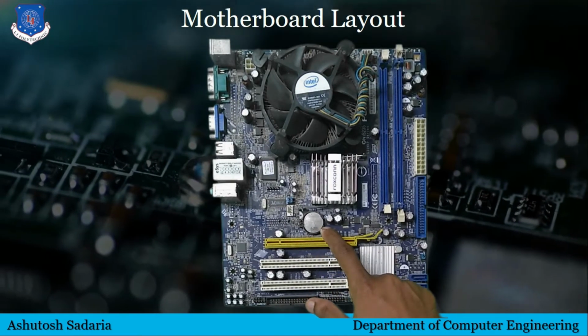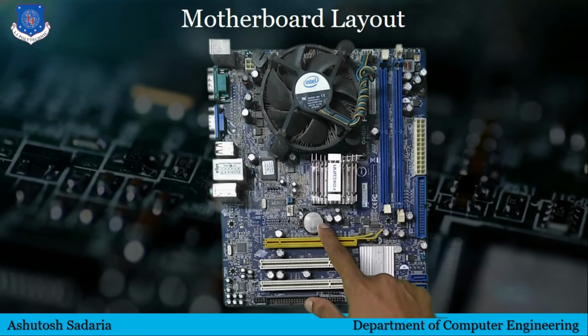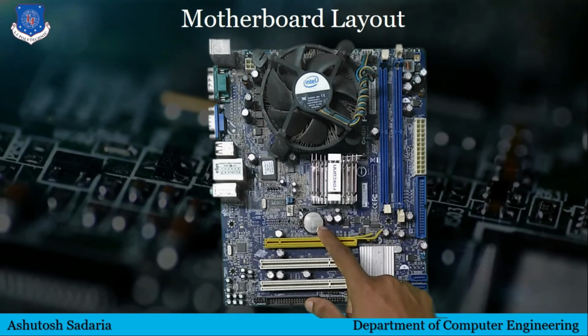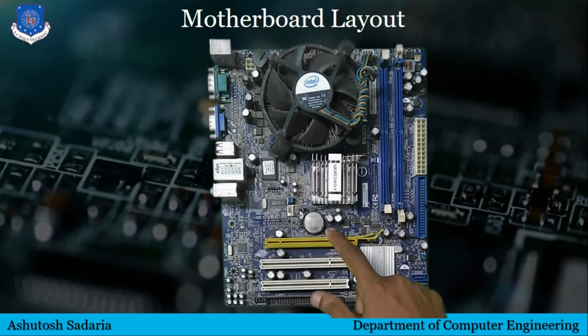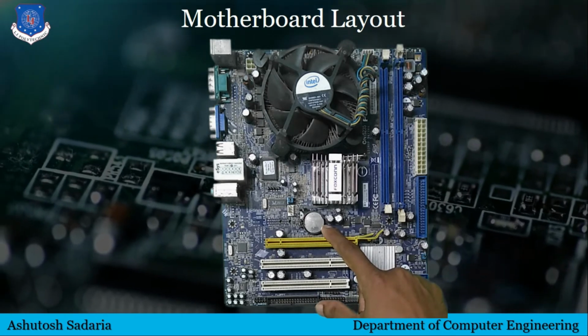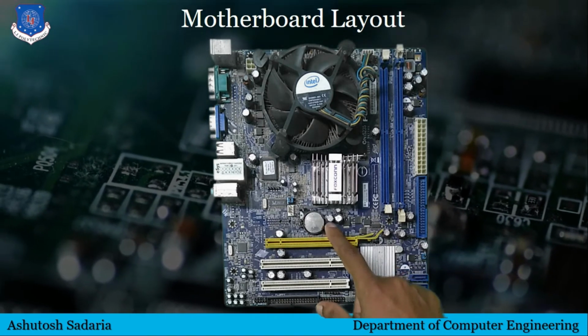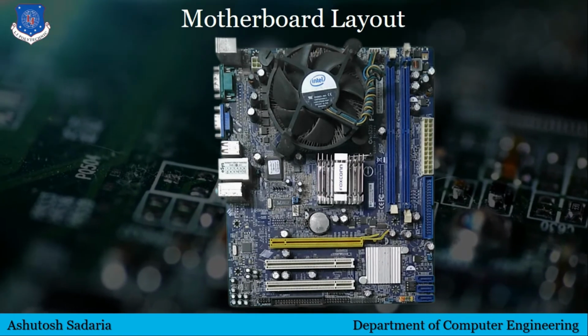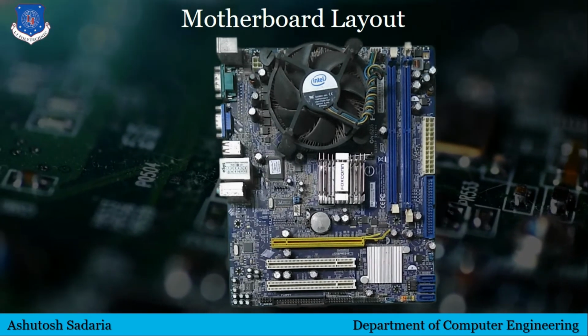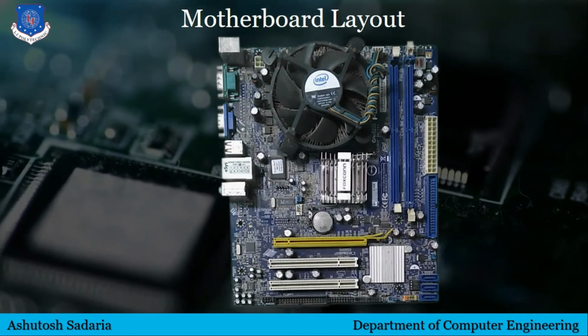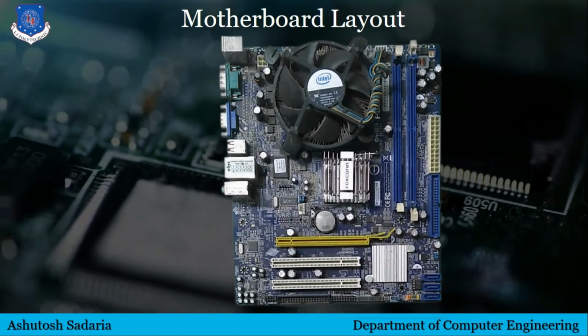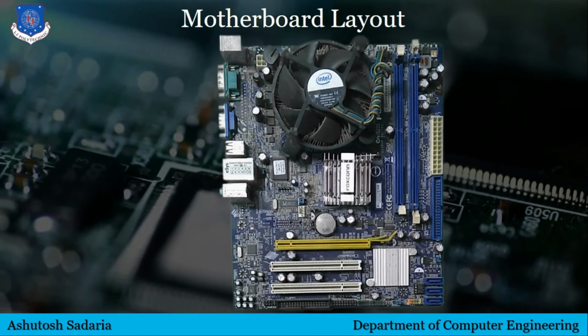Here you can see the button cell. The button cell is a small battery that sits directly above the CMOS RAM. The button cell directly provides power to the CMOS RAM, so that if you power off your computer, the data of the CMOS RAM does not get deleted as long as the battery is providing power to it.